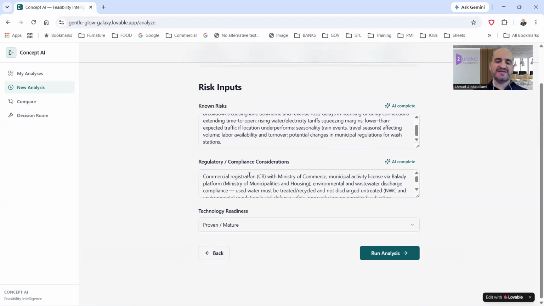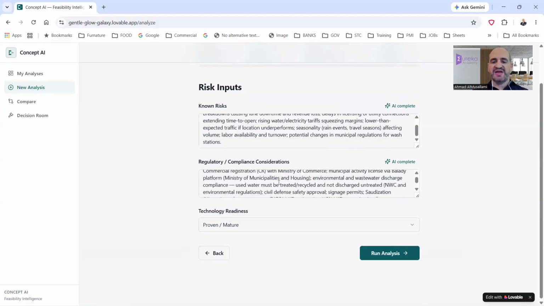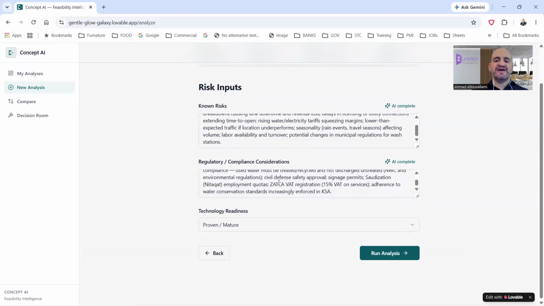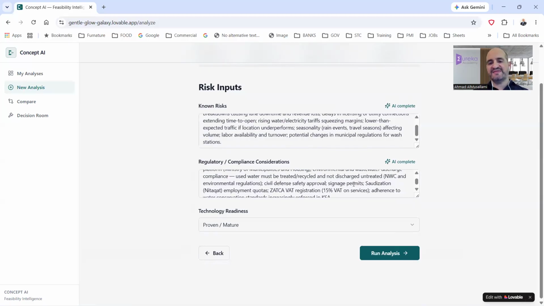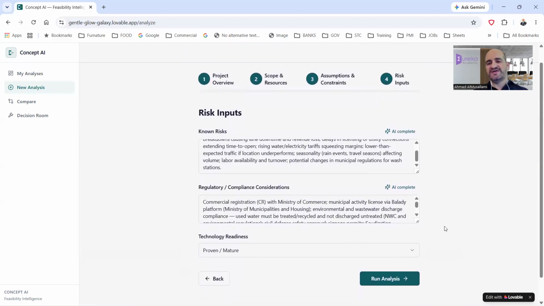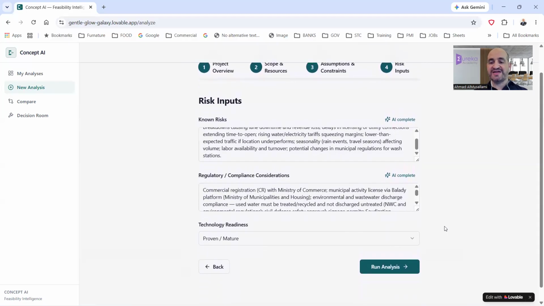Regulatory and compliance, of course, there should be a CR for the company and also many other stakeholders and government bodies, ZATCA, VAT, and everything related to the laws for this industry. And we reach here to technology readiness. Is it a new technology? Is it something that we are testing for the first time? No, it is a mature technology that it's proven. So by doing this, we are ready to submit.